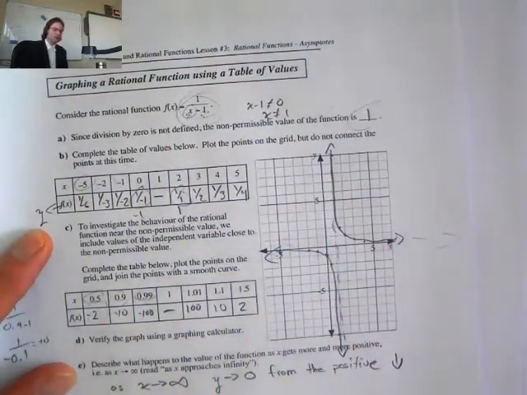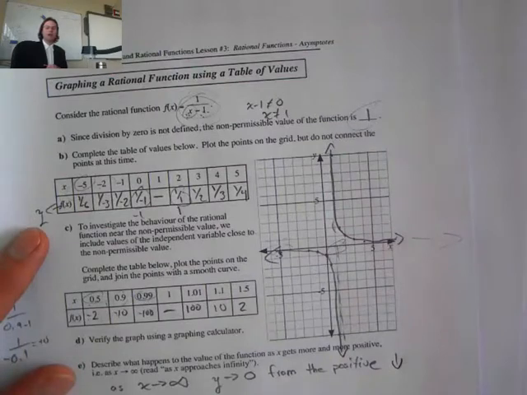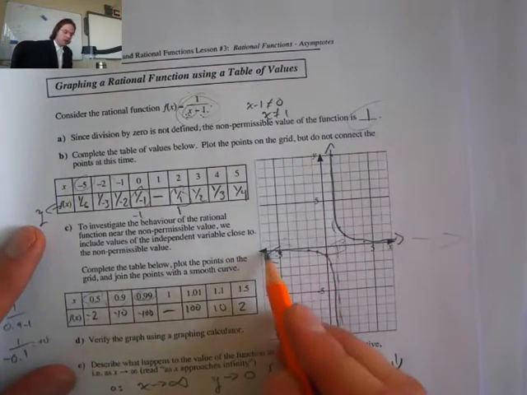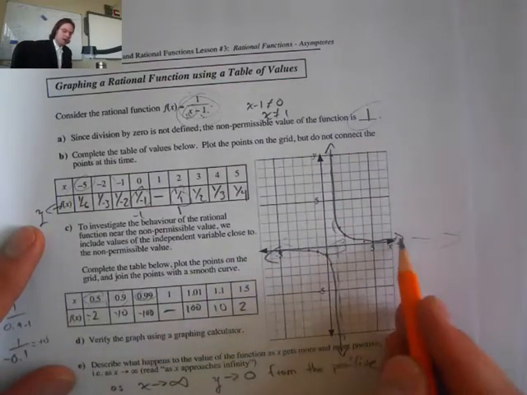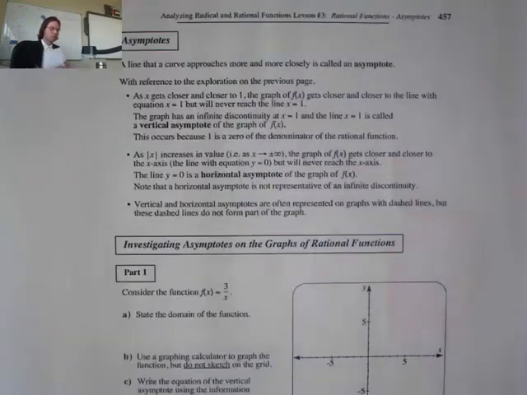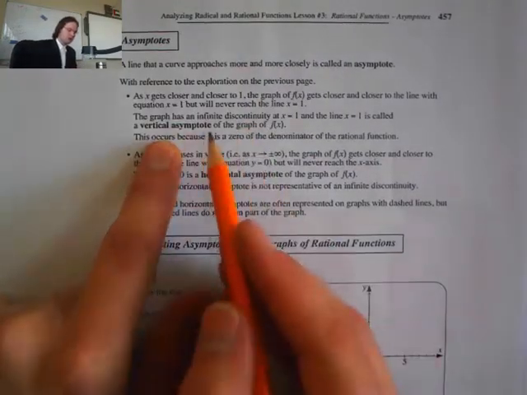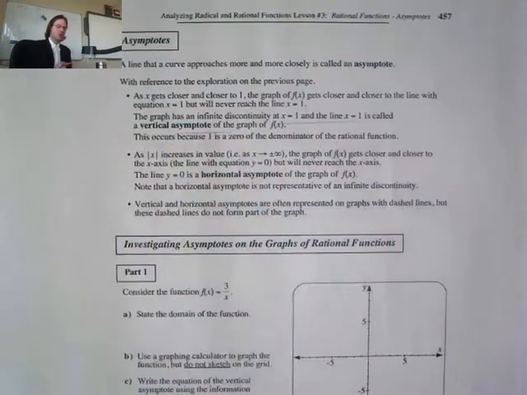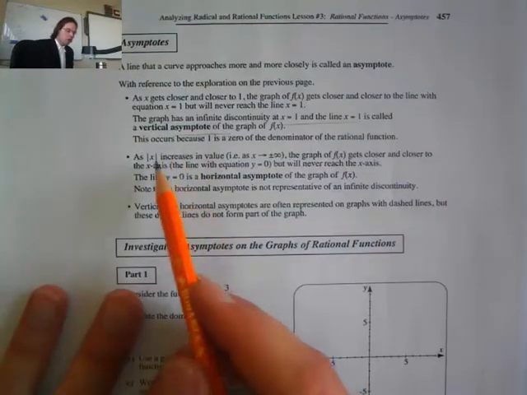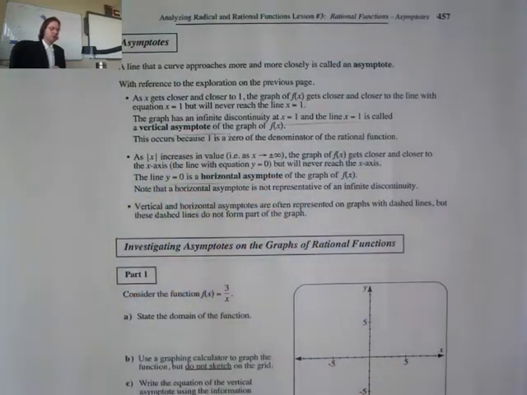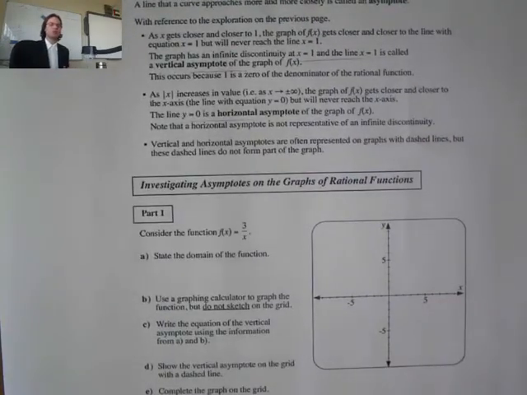My vertical asymptote was the non-permissible value. Okay? We also had a horizontal asymptote at y equal to 0. And that's kind of what it says here. The vertical asymptote is at my non-permissible value. My horizontal asymptote was at 0. Now the reason why this one has a horizontal asymptote, we'll discover a little bit later.